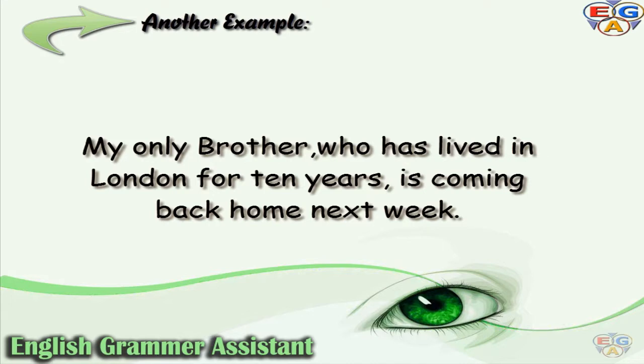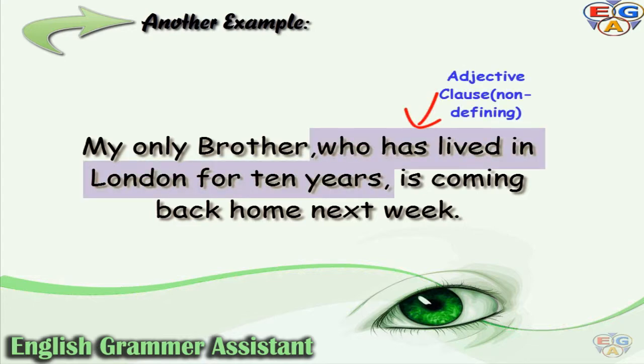Another example. My only brother, who has lived in London for 10 years, is coming back home next week. The clause who has lived in London for 10 years is the adjective clause in this sentence, and it's connected to the main clause with the connector who. The adjective clause here is a relative non-defining clause, because the speaker's brother is a defined person to the listener, and the adjective clause just gives extra information about him.